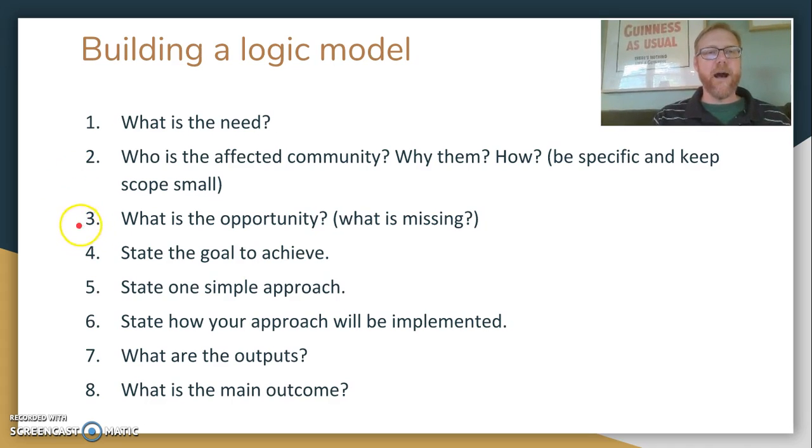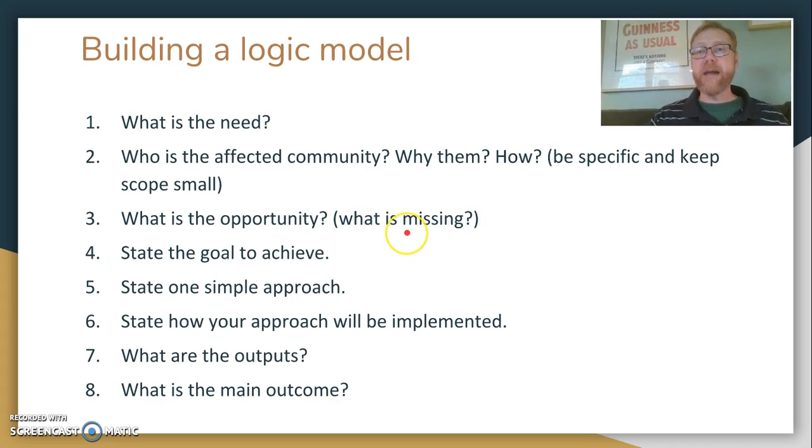You want to talk about the opportunity, what is missing in particular. So you're going to have to recognize that regardless of what you're asking for money for or to do, somebody's probably already doing something related to that. It's very rare that there is absolutely zero going on already related to your topic. So what you're trying to do is point out, yes, there's this need, yes, there's this target community or affected community that I'm working in, but there's an opportunity to address that need that is different than what other people are doing or have done before. So that's the what is missing.